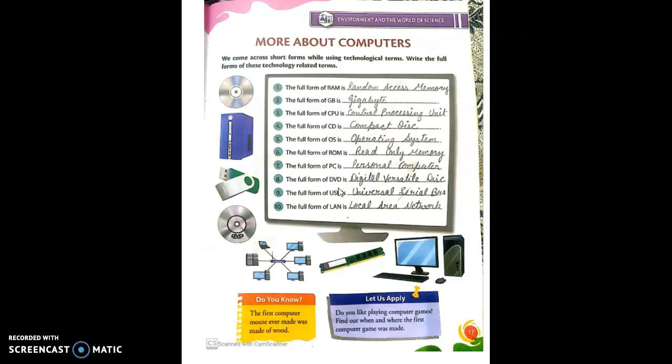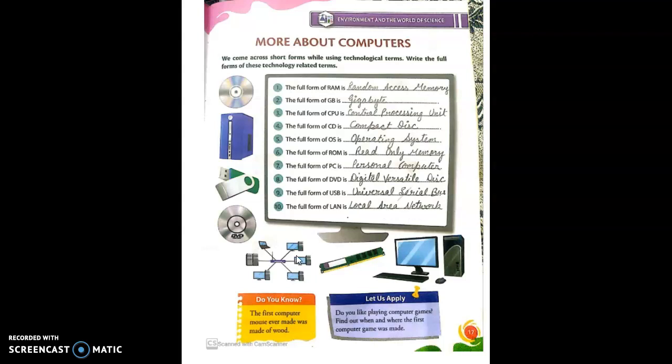The full form of DVD is digital versatile disc. The full form of USB is Universal Serial Bus. The full form of LAN is Local Area Network.